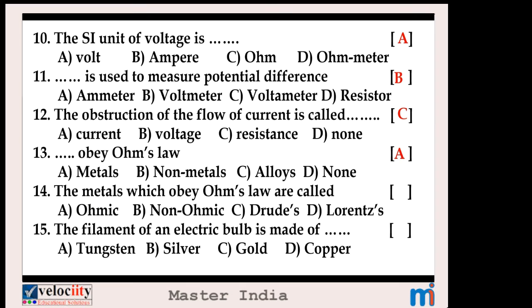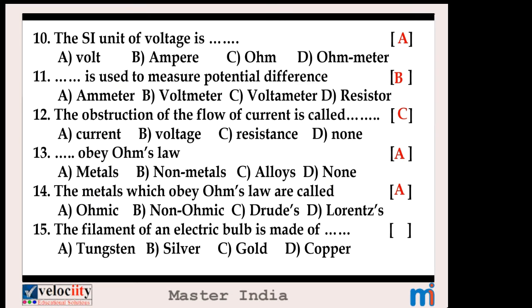14. The metals which obey Ohm's law are called A, ohmic. B, non-ohmic. C, Druids. D, Lorentz. Answer is option A, ohmic. The metals which obey Ohm's law are called ohmic conductors or ohmic.